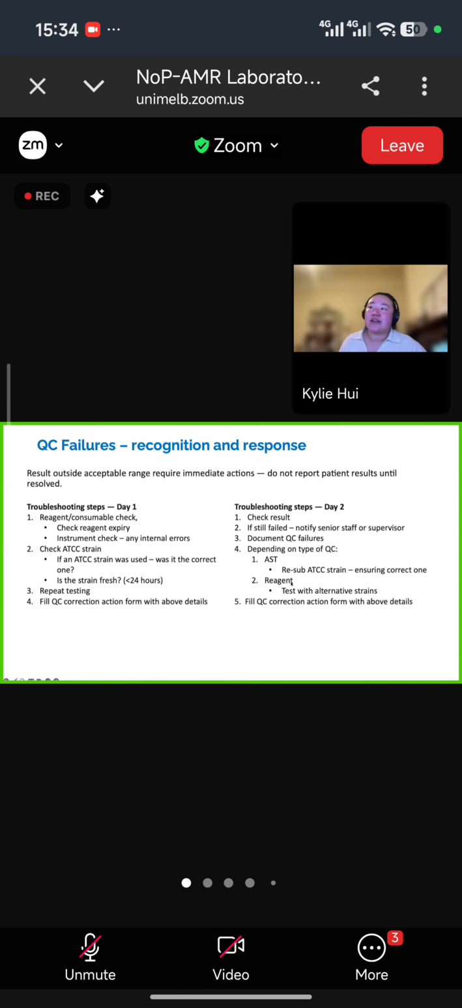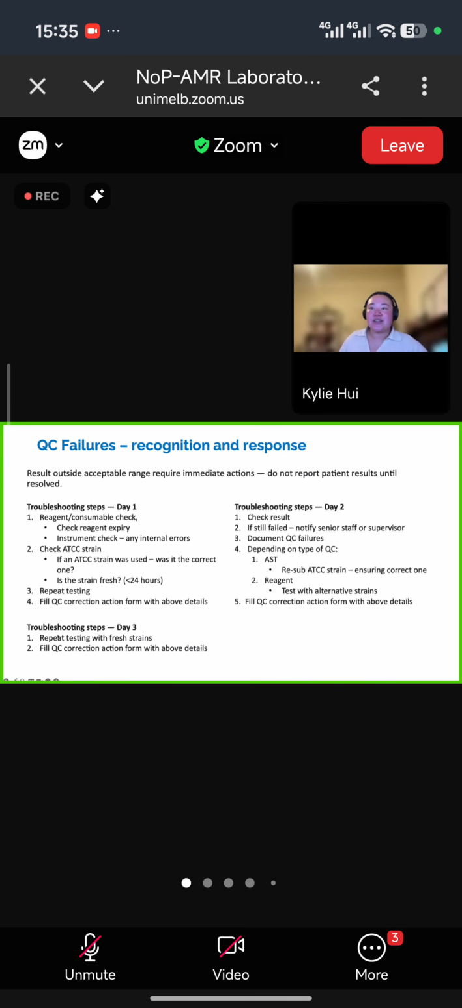The reagents, so if it's a reagent QC, you want to test with alternate strains. So for example, if you had an indole test that failed QC with the E. coli 25922, you can try it with a Klebsiella oxytoca and see if that passes QC. So we want to fill in the QC correction form with the above details. The idea is every time you work on this specific QC that has failed, every single detail that you have, you want to always update that QC action form.